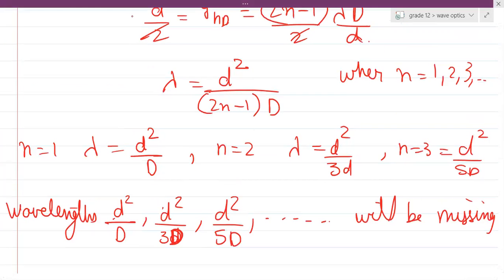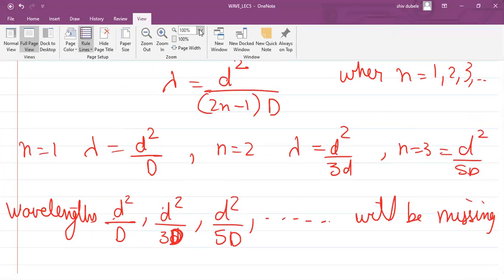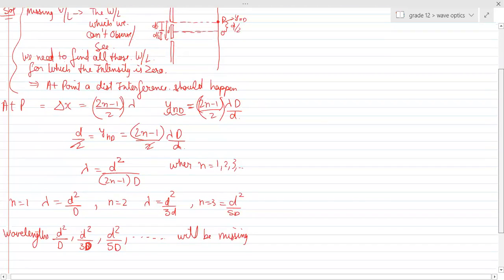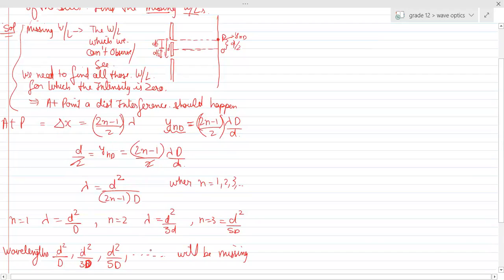Guys, did you understand the concept of missing wavelength? Wherever there is a missing wavelength, it means a dark fringe is forming at that particular point. It can be any dark fringe. So that's why we have a general case for this whole question. So write it down.